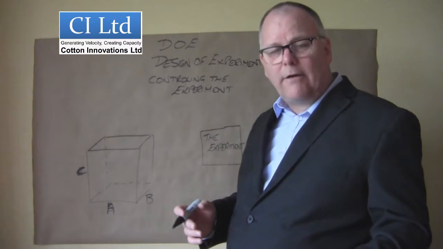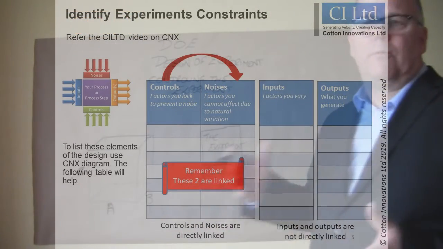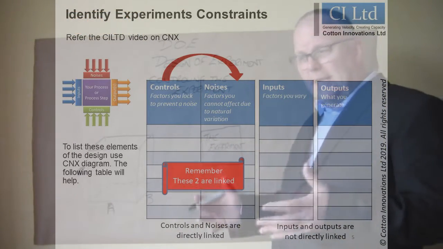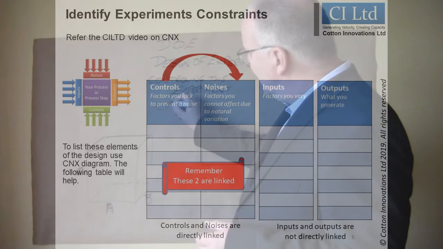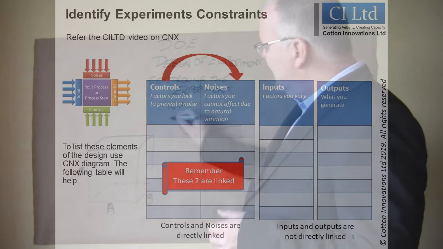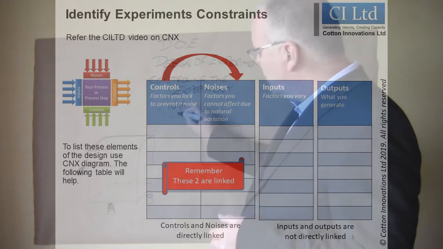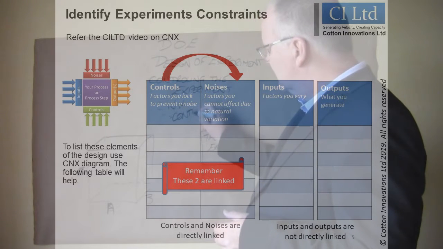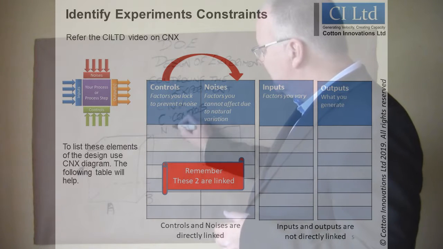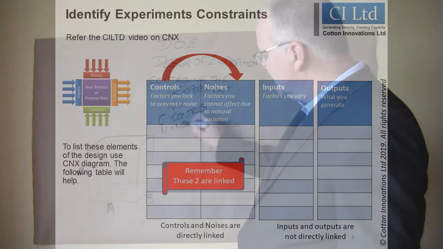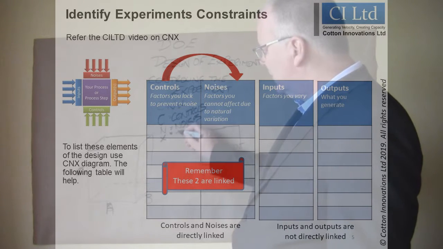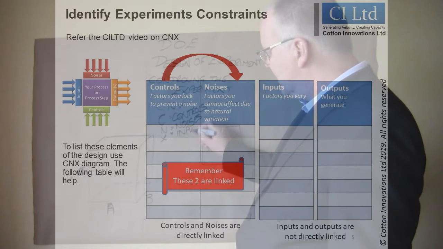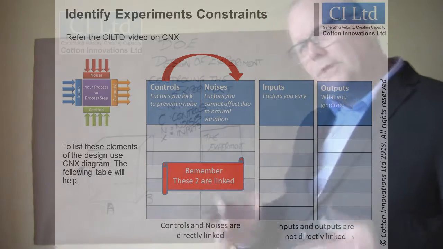Some people call it a P diagram, or a process diagram. We call it a Cnx diagram. So the Cnx: the C stands for the controls, the N stands for the noises, and the X is for the inputs of your experiment. And you need to know what those are.